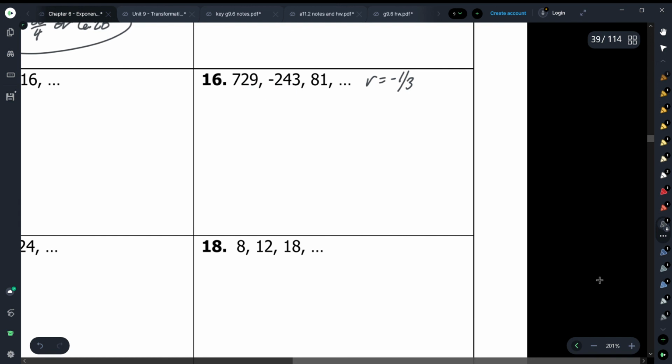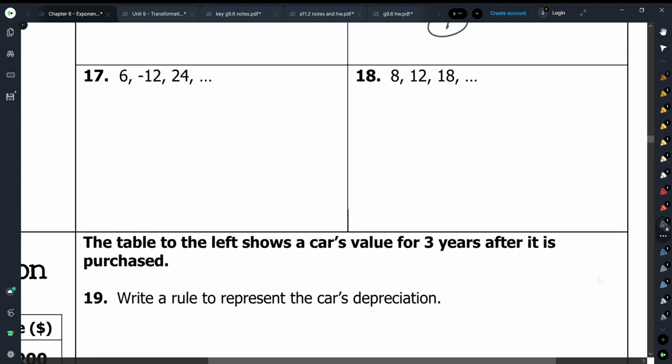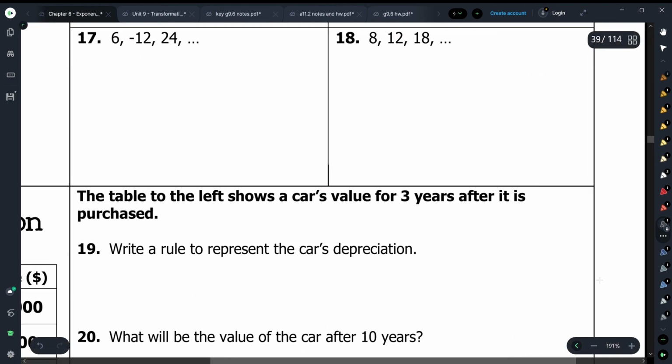Okay. So my formula is a sub n equals 729 times parentheses negative 1/3 to the n minus 1. So a7 is 729 times negative 1/3 raised to the 6th power. So let's type that in my calculator. 729 times parentheses, negative button, fraction button, 1 over 3, to the 6th power. That's just equal to 1. Ooh, that was cool. Nifty. There you go. Okay, that's that. I think we'll be done enough of that.